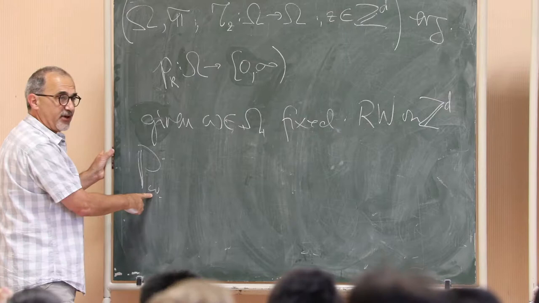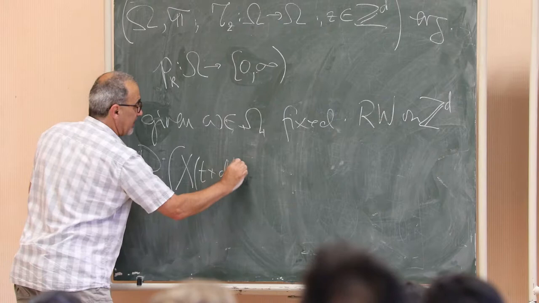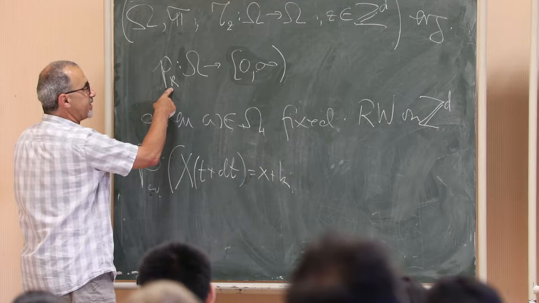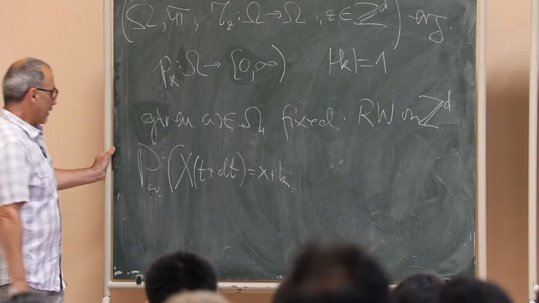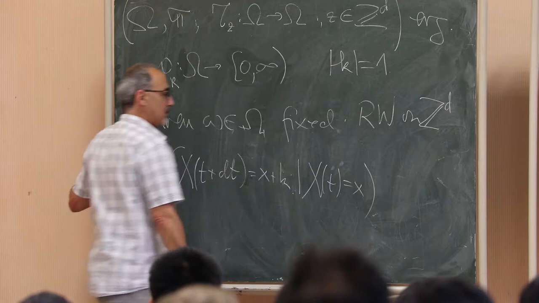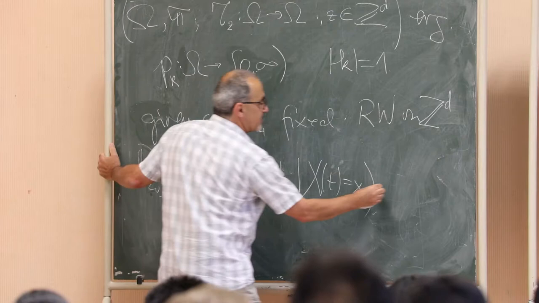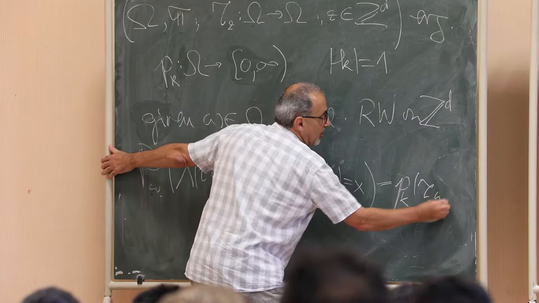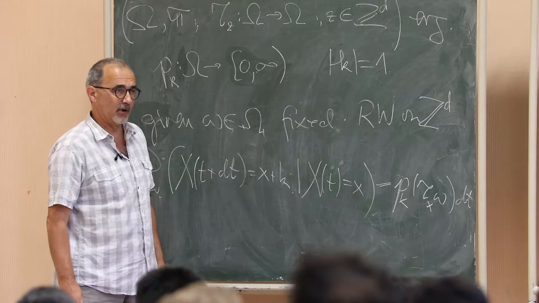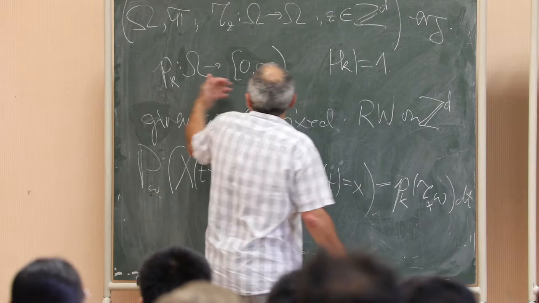X_{t+dt} equals x plus k, given X_t was x. By the way, I didn't say k is nearest neighbor. So the jump rate from x to one of its neighbors is p_k(tau_x omega) dt. So these are the jump rates. So I lift by shifting the random variable, I lift it to Z^d.